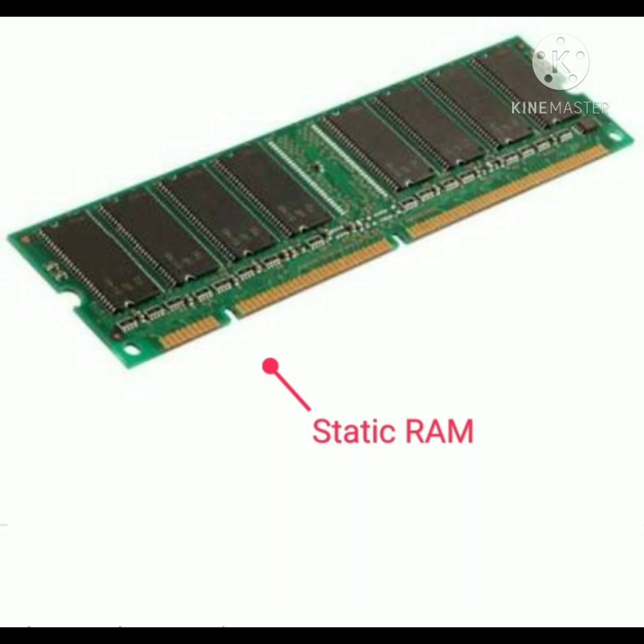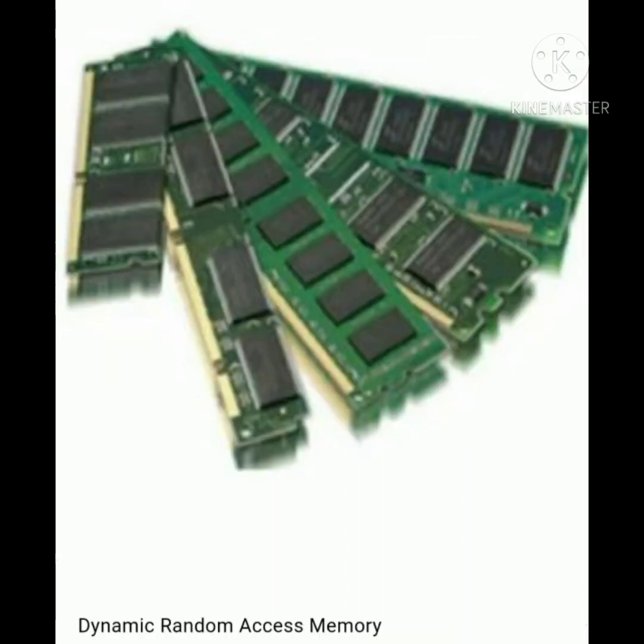Next, we move to the dynamic RAM. Dynamic RAM is cheaper and they consume less power. Compared to static, dynamic RAM is cheaper and it will consume less power. They are used where large capacity of memory is needed. When we require a large capacity of memory, then we use dynamic RAM instead of static RAM.